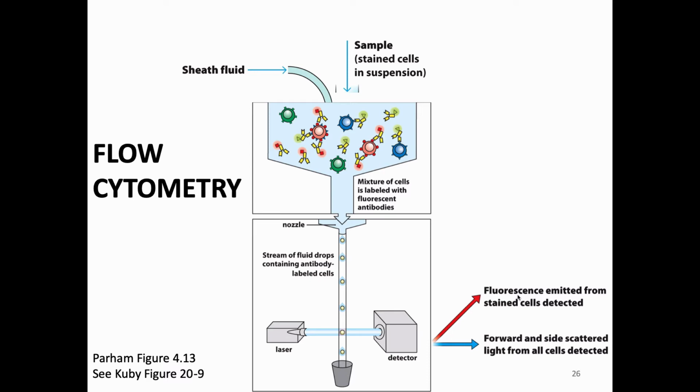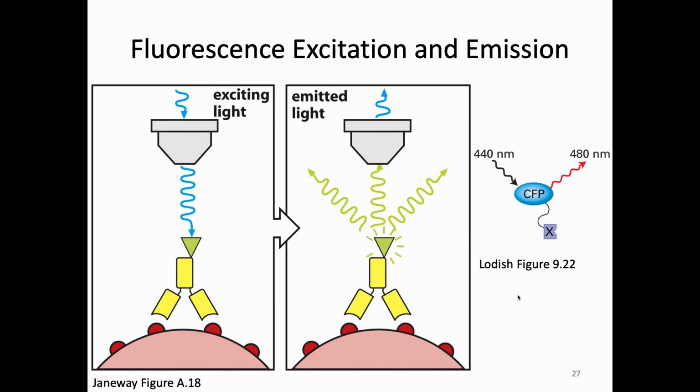Which measures, you can refer to it as the granularity of the cell or the internal complexity of the cell. You also may have fluorescent molecules attached to the Fc portion of the antibodies of interest. Your laser can excite those fluorescent molecules to emit light of a known wavelength. For example, if you use a 440 nanometer laser, you can get 480 nanometer light off of this protein.